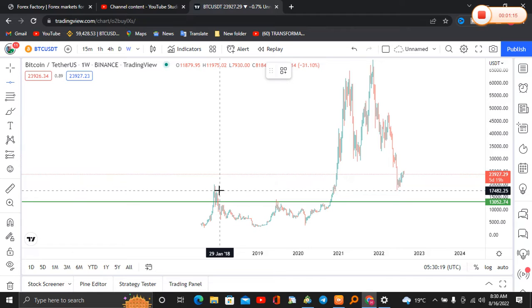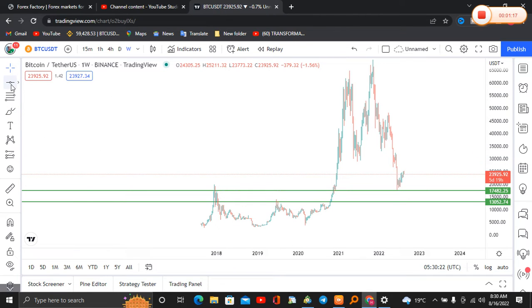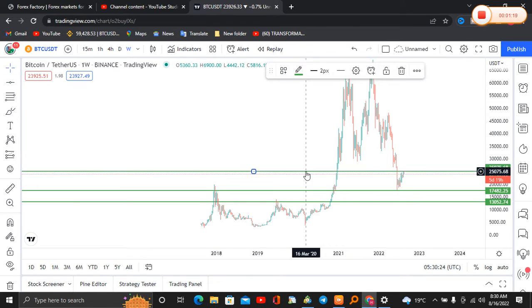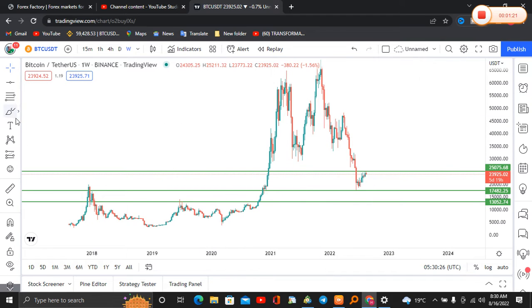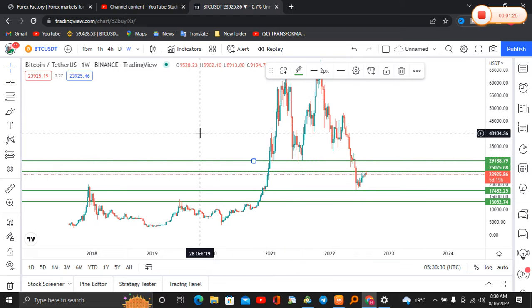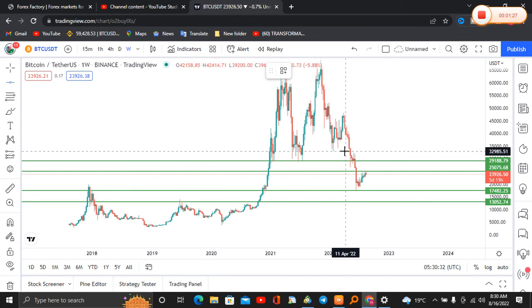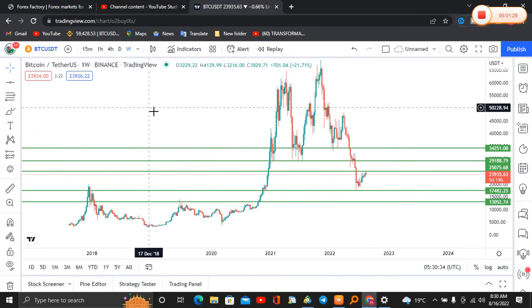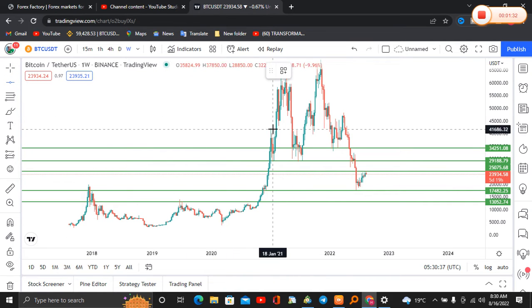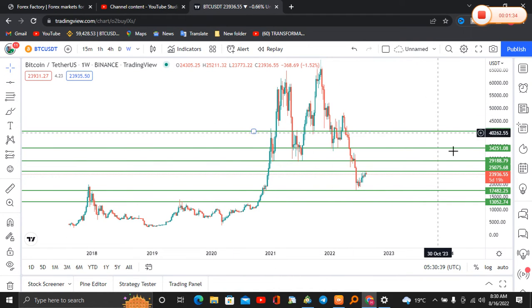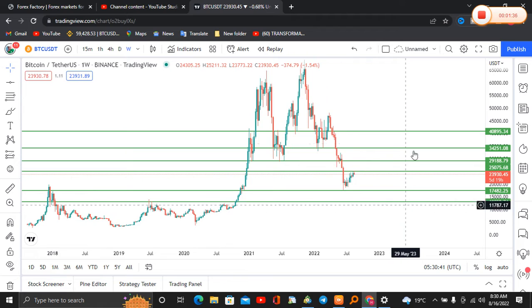So we also have this level. We also have this level. I'll try to zoom out. We also have this level. We also have this level and this. Now we have finished spotting our support and resistance levels.